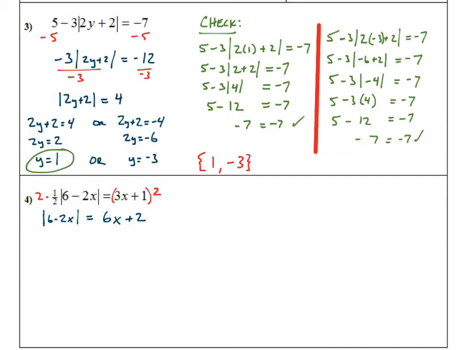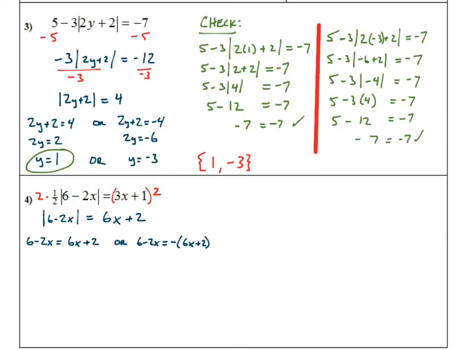So therefore, my two possible solutions are going to be either what's inside the absolute value, 6 minus 2x, could be equal to just the number that we were given, 6x plus 2. Or the other possibility is that 6 minus 2x could be equal to the negative of 6x plus 2. And then I want to solve each of these equations.